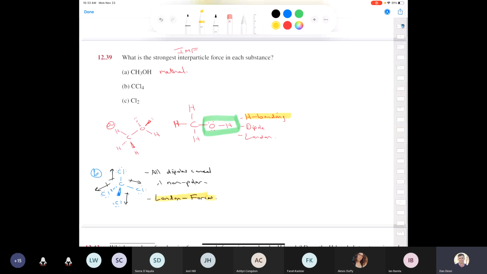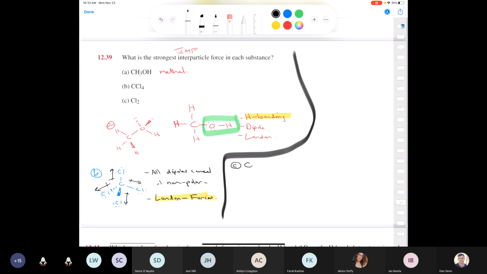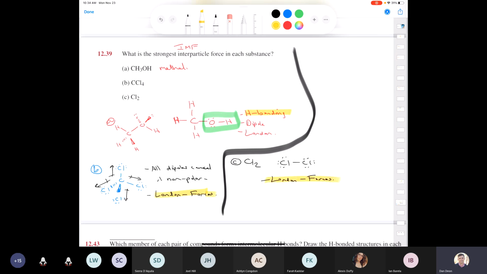All right, and the last one is chlorine, Cl2. You draw the Lewis structure of chlorine. It's also nonpolar. There's no dipole here. It's a nonpolar molecule. So the strongest force that's going to be felt between two molecules of chlorine is going to be London forces. That's the kind of rationale you want to have when you're thinking about these types of problems.